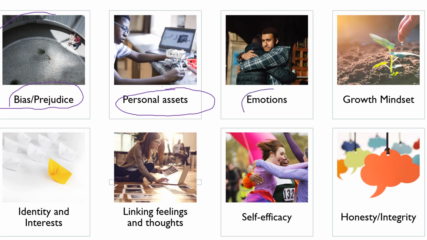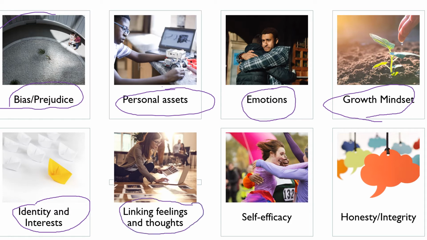The next one is being able to identify one's emotions. Another one is having a growth mindset. Something else to look into is building your personal and social identity, and also developing a sense of purpose. Linking feelings and thoughts and values also help with building your self-awareness. Together, it also builds your self-efficacy. And it helps you demonstrate honesty and integrity. So keep this in mind as we look into building social awareness.